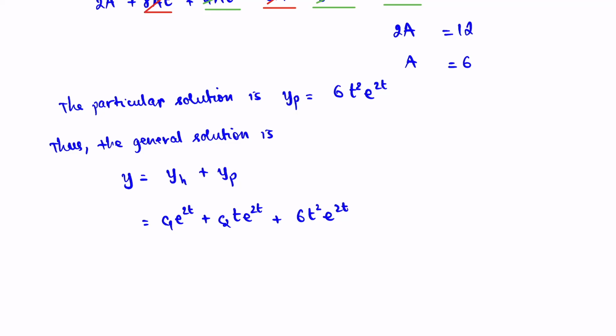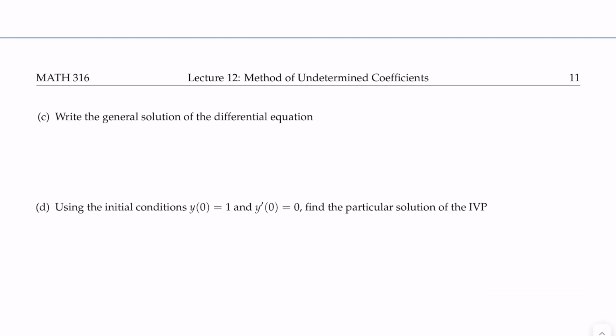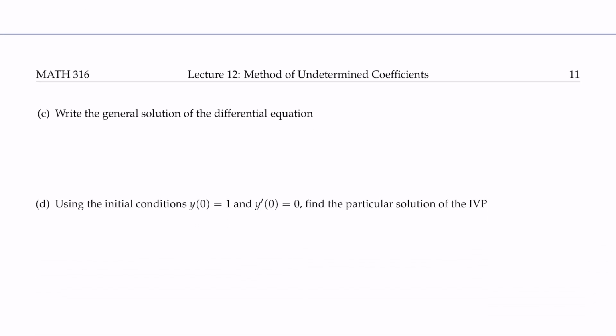Now I'm going to move on to the last example. That's going to be a bigger problem that we need to solve when we combine everything together, where we need to find homogeneous solutions to the homogeneous equations, then find a particular solution for the non-homogeneous equation using the method of undetermined coefficients. Then we're going to write down the general solutions and use the initial conditions to find a particular solution for the initial value problem.